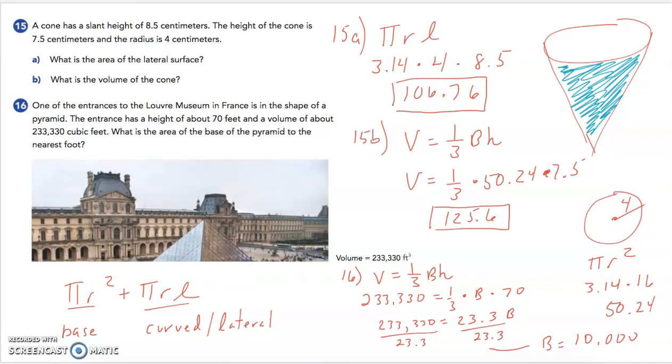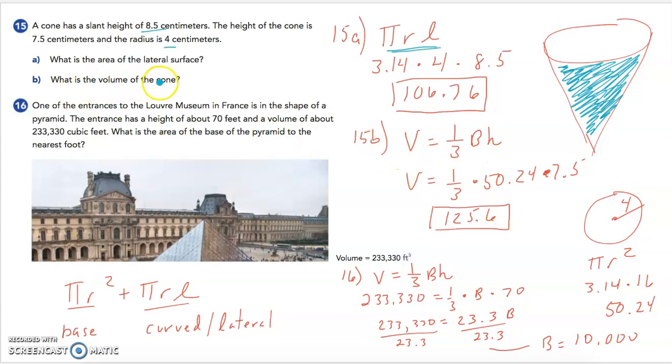All right, next one. Number 15. So we have a cone with a slant of 8.5, a height of 7.5, and a radius of 4. So what's the area of the lateral surface? So again, I'm just using the second part of this equation, the pi rl, because I'm finding the area of this curved surface. So I'm going to do 3.14 times the radius, which we know is 4, times the slant height, which is 8.5. Multiply all together, get 106.76.